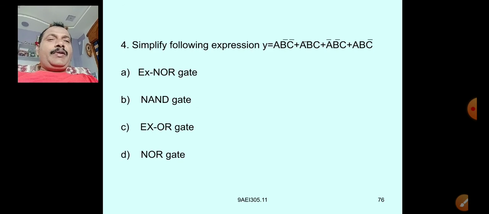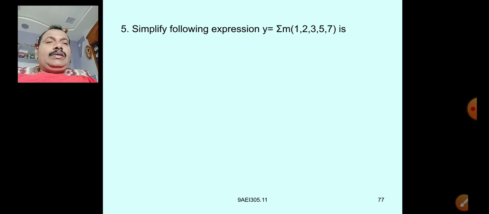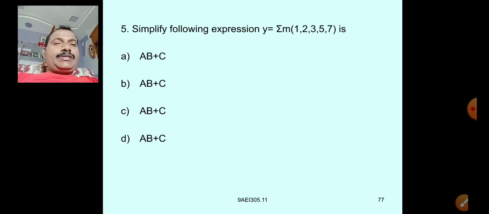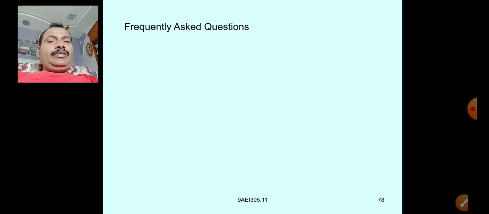Take the question, simplify the expression y equals this. Which gate can be used to implement the simplified expression? XOR gate. Simplify the following expression y equals sigma m 1, 2, 3, 5, 7. What do you get? After simplification, you will get AB plus C.